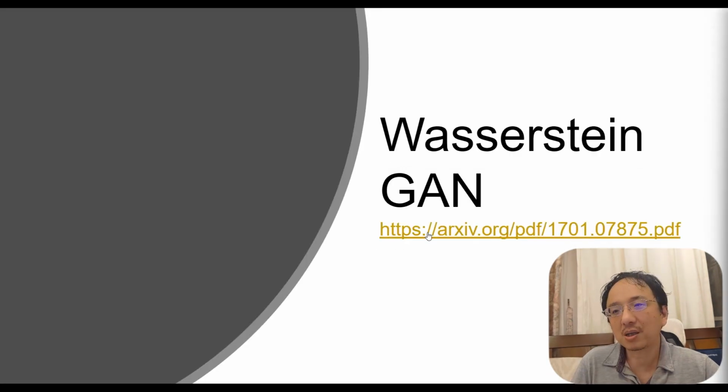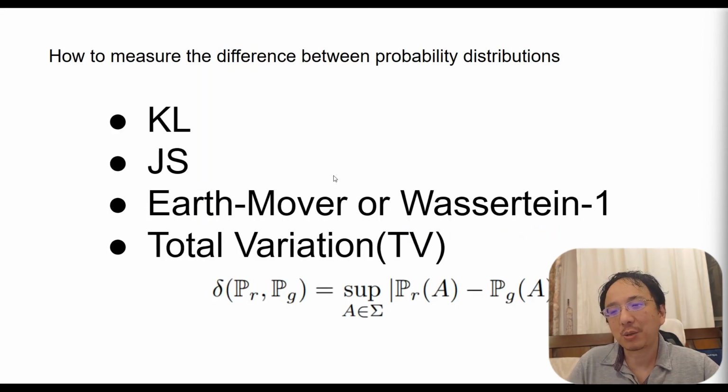Okay, so let's talk about the WGAN, or Wasserstein GAN. This one is a very interesting approach to what the GAN is. Just like we mentioned before, there are many different ways to measure the differences between probability distributions, like KL divergence and Jensen-Shannon divergence, and there are also things like the Earth mover or Wasserstein-1 distance and total variation.